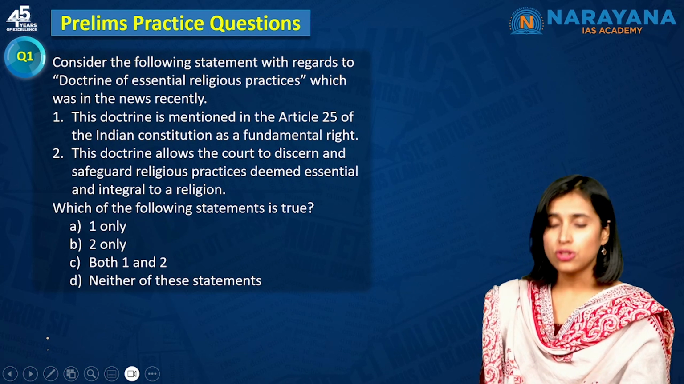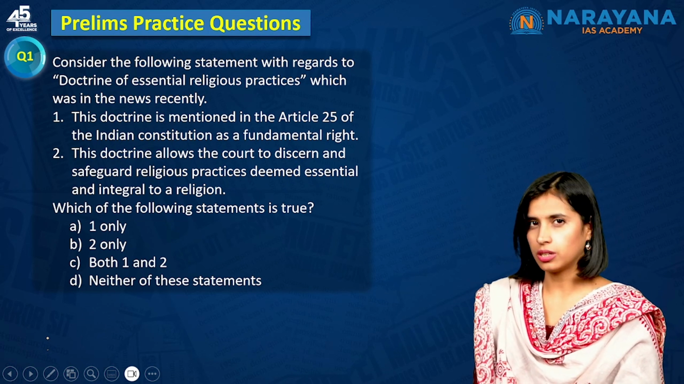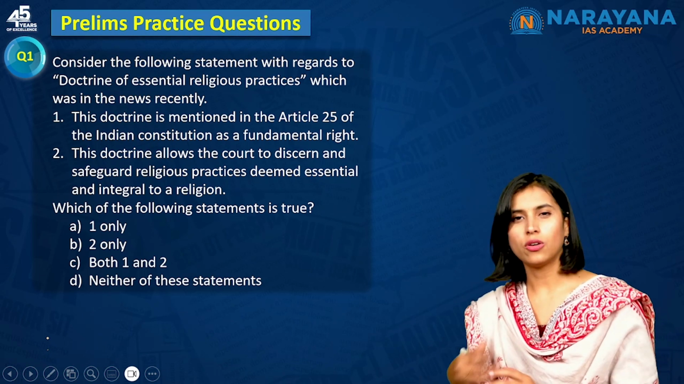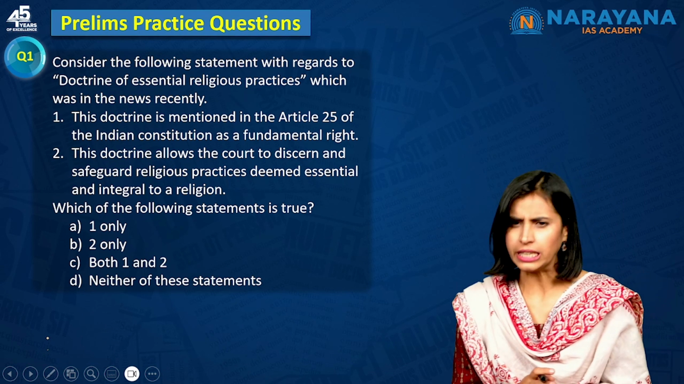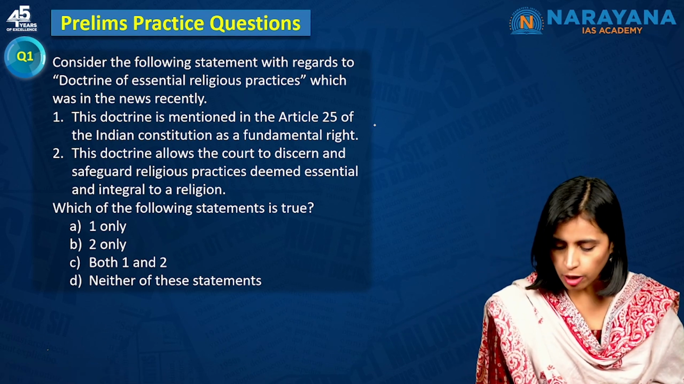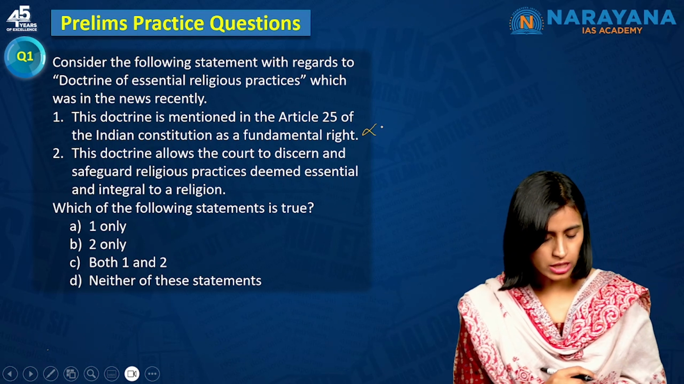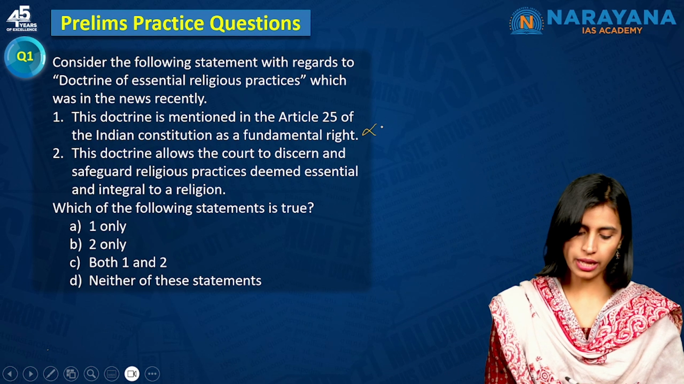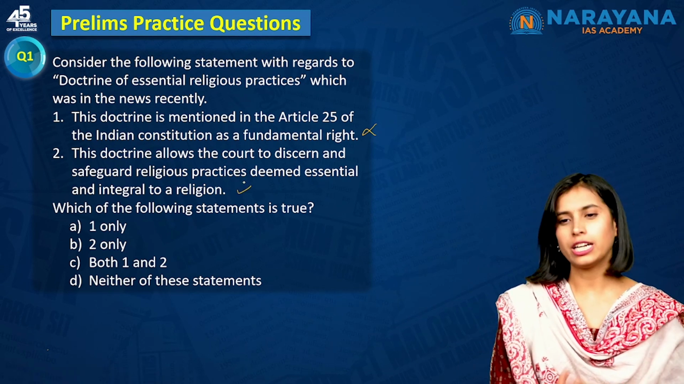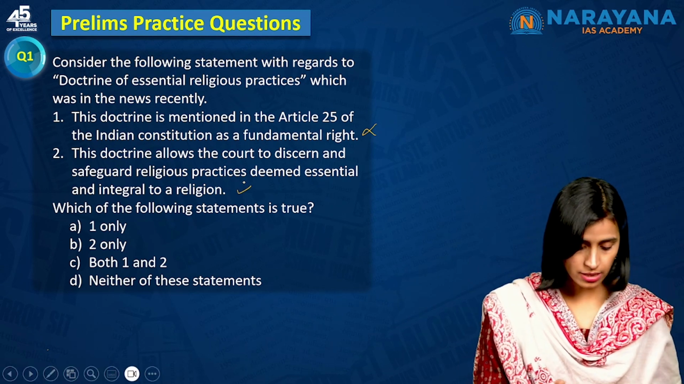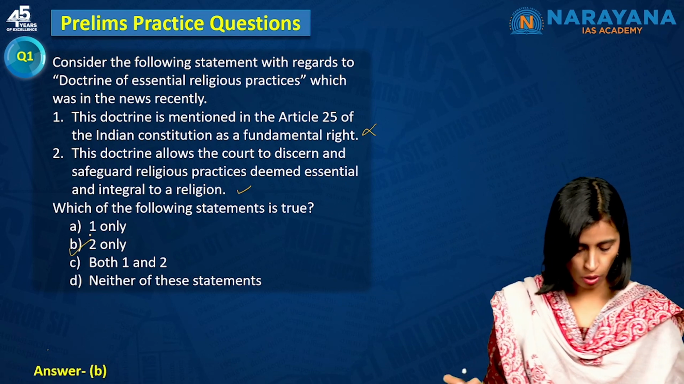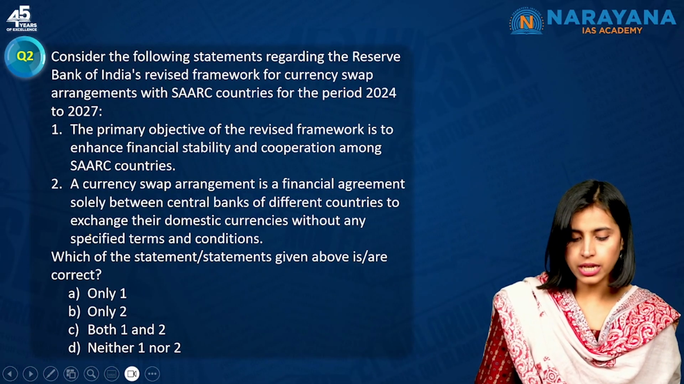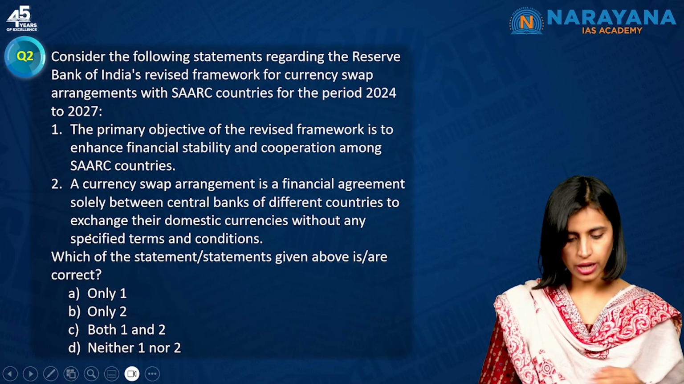I told you that this is basically a judicial invention which was brought by the 7-judge bench in the Shirur Mutt case. That's why it is not mentioned in the Indian Constitution. It is basically an interpretation. So, hence statement 1 is wrong. This doctrine allows the court to discern and safeguard religious practices deemed essential and integral to a religion. That is true. That's what the doctrine of essential religious practices does. And hence, the correct answer is going to be 2 only. So, the answer is B.